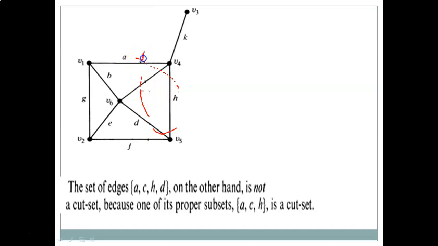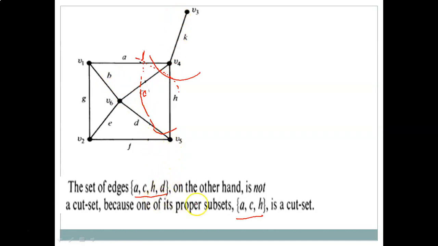So if I remove A, C, D and H, then definitely the graph becomes disconnected. Now let us see, if I take any subset ACH, ACH is a subset of this. So if I remove A, C and H, means this part we are considering. If I am removing this edge and this edge, again this part will remain on one side and this part on the other side. So in that situation, the graph is again disconnected.